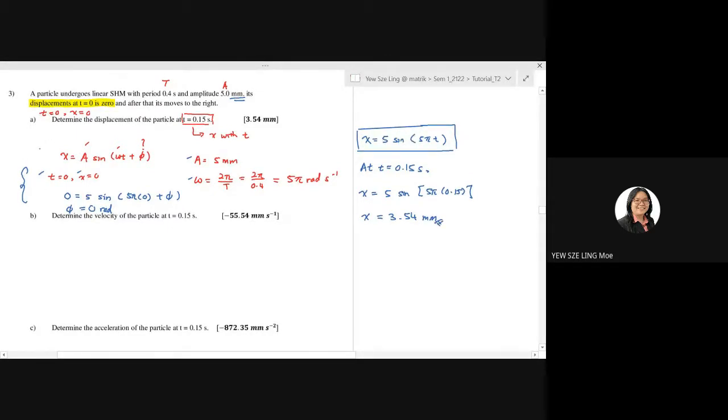Quite often, students forget to calculate the initial phase angle. You need to show it. So the initial phase angle, you calculate by using the information at the initial position. What happens at time t equals 0? Usually that information will be given in the question.